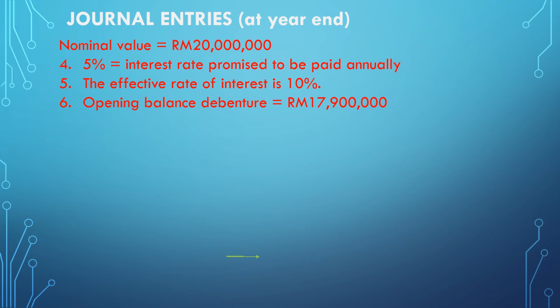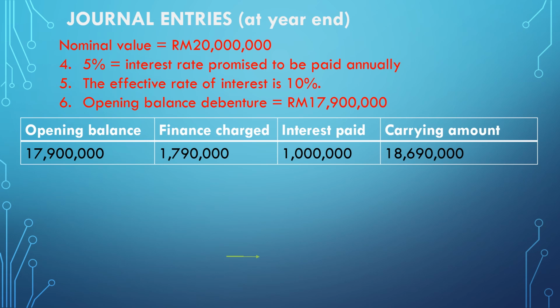Next is to show what are the journal entries at the end of the year. So we know that the nominal value is 20 million. The interest rate we should pay to the debenture holder is 5%. Effective rate is 10%, and the opening balance of debenture that we calculate is 17,900,000.